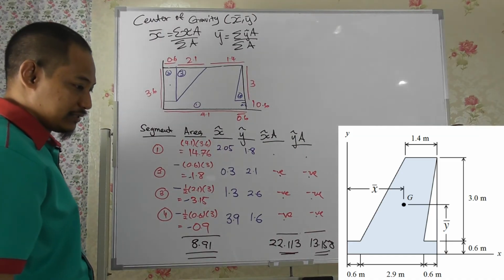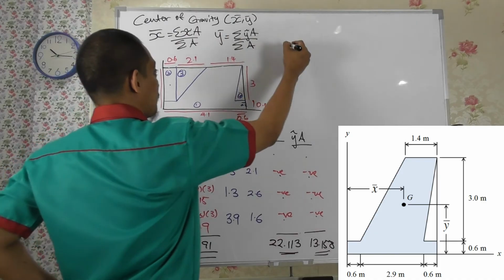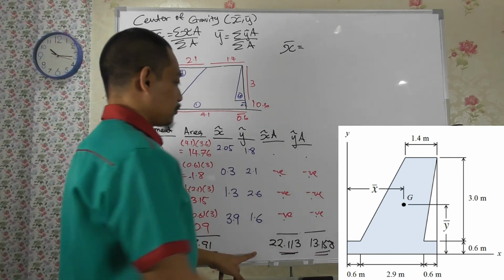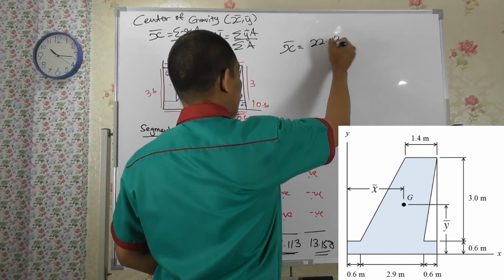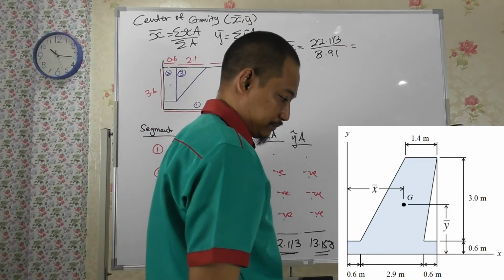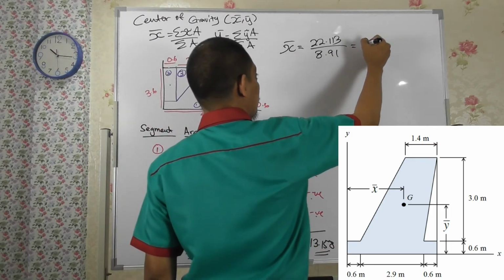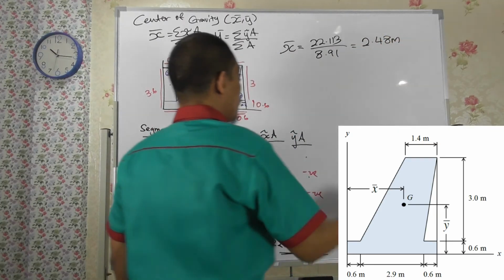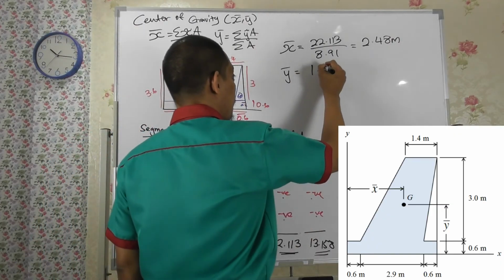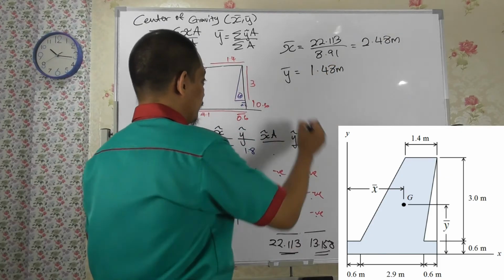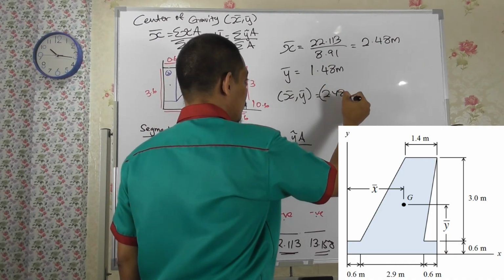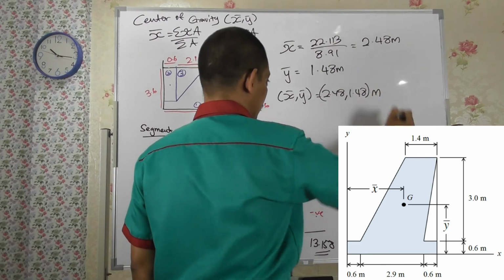And the rest is just calculation, right? So for x bar, you'll have the sum of xA divided by the sum of A, so you have 22.113 divided by 8.91, so you'll get 2.48. Right, for y bar, if you calculate, you'll get 1.48. So in terms of the coordinate, x bar, y bar, you'll get 2.48, 1.48 meter, something like that.